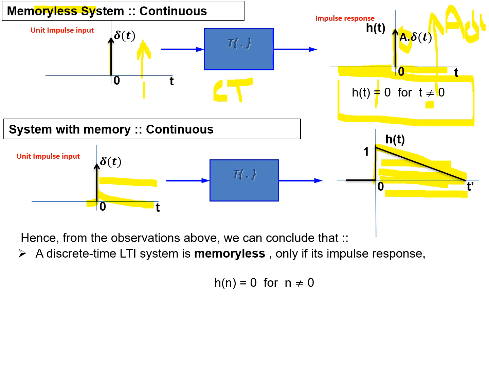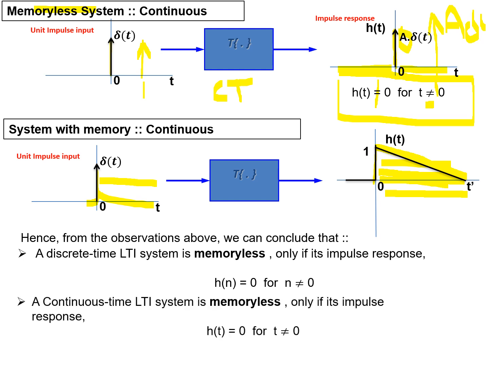So the same thing has been summarized here. Hence, from the observations made above, we can conclude that a discrete time LTI system is memoryless only if its impulse response h of n is equal to 0 for n not equal to 0. That is, a memoryless system will have impulse response 0 for all values of n other than n equal to 0. Similarly, for a continuous time system, a system is memoryless if h of t is 0 for t other than 0. If h of t is not 0 for t other than 0, then the system has memory, or if this condition is satisfied, the system is memoryless.